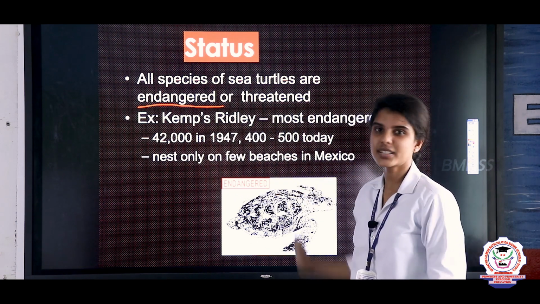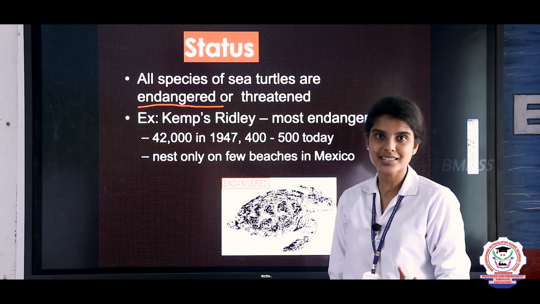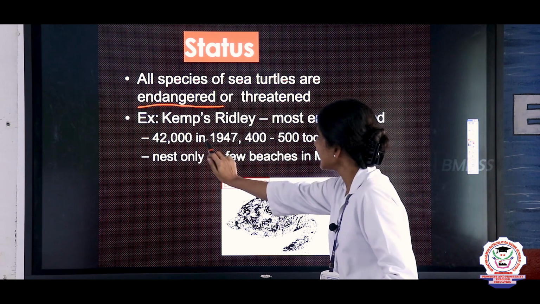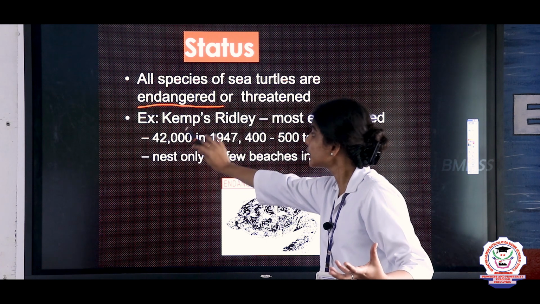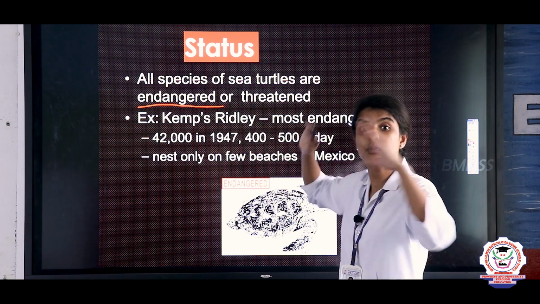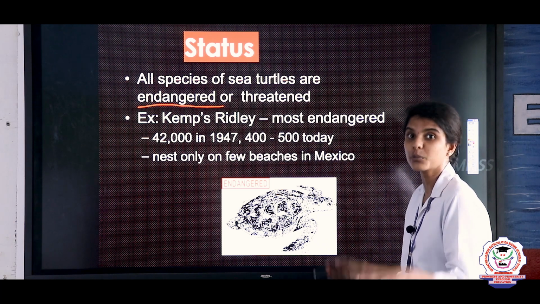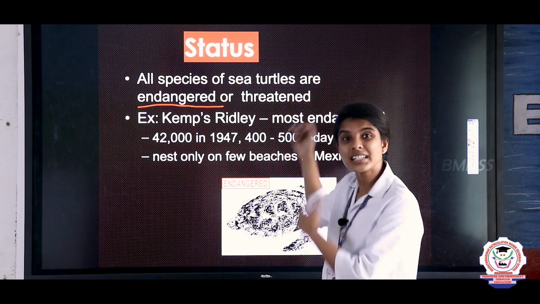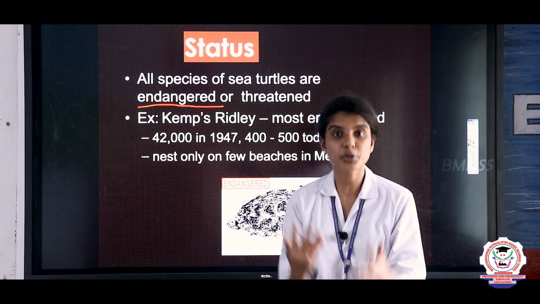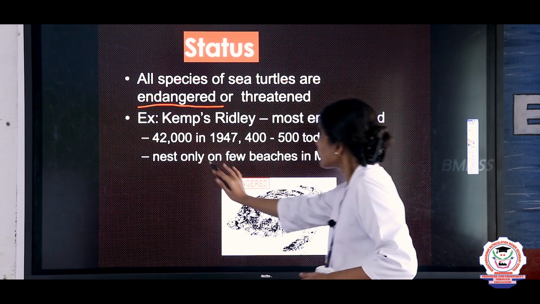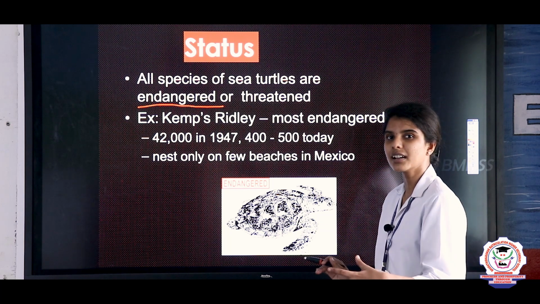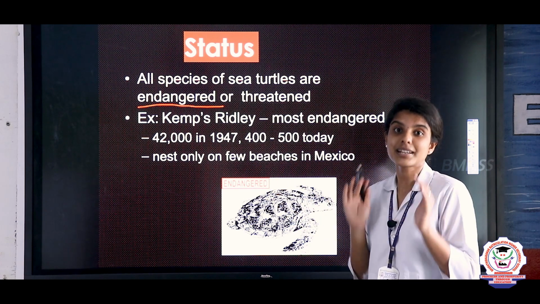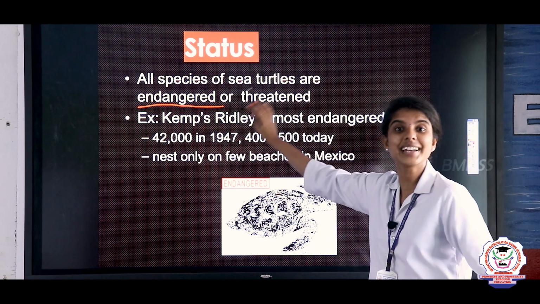For example, Kemp's Ridley. I told you Kemp's Ridley is one of the species of sea turtle. Kemp's Ridley is an endangered species: in 1947 there were 42,000 Kemp's Ridley turtles almost all over the world, but today we can find only 400 to 500 in the whole world. So look, it is an endangered species, so we have to conserve it and protect it. It nests only on a few beaches in Mexico; it doesn't nest all over the world. So this is all about the Kemp's Ridley, an endangered species.